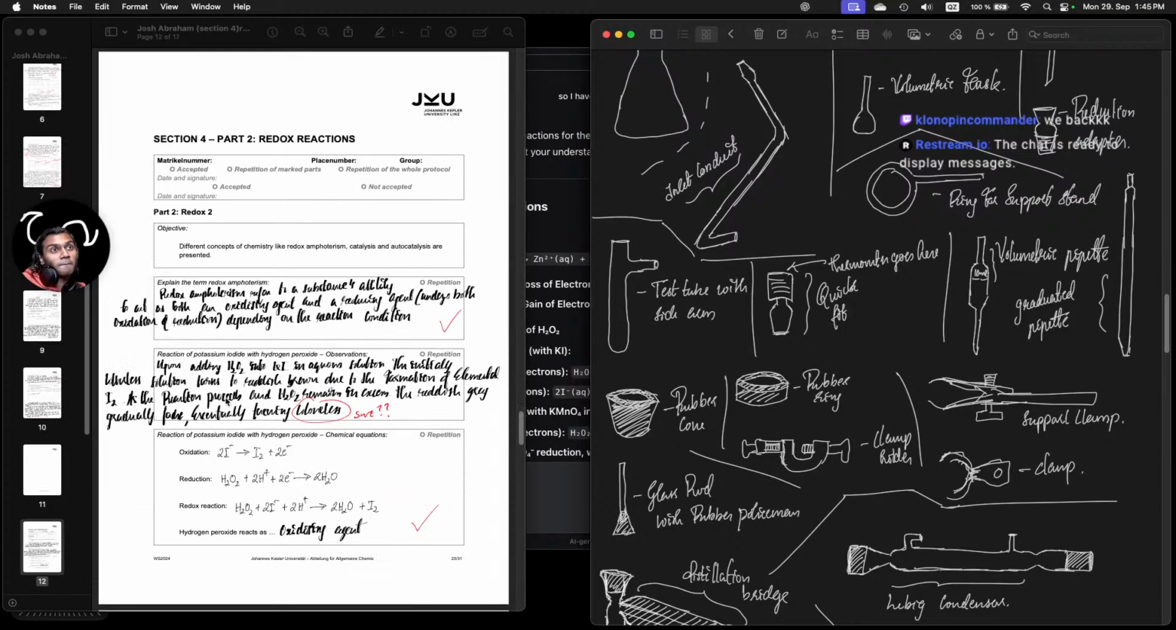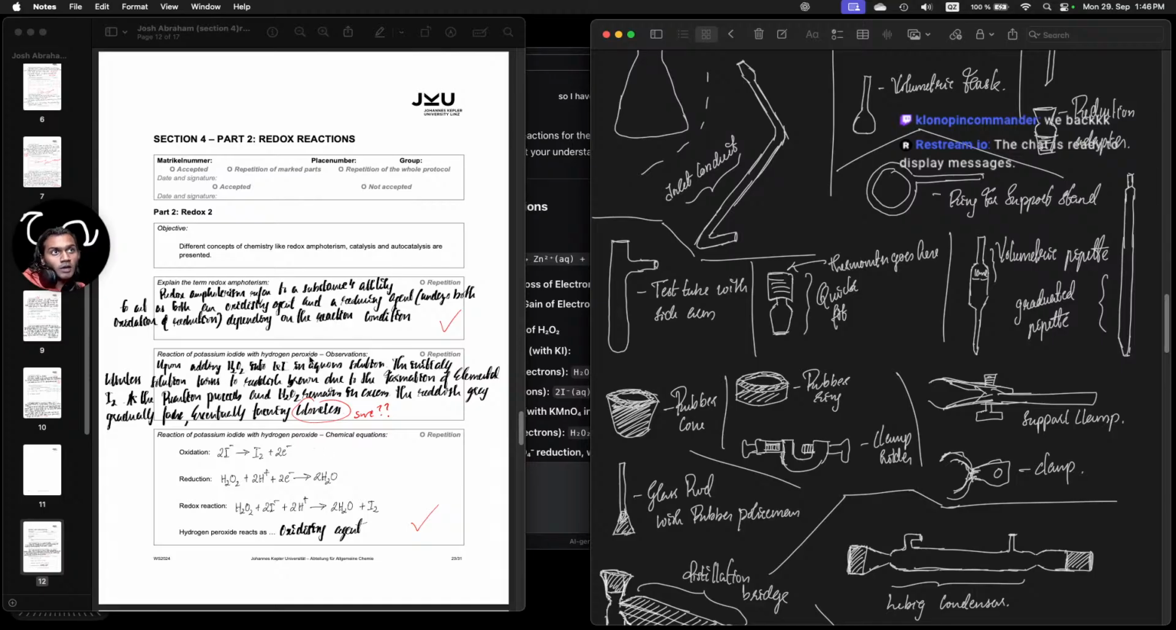Explain the term redox amphoterism. Redox amphoterism refers to a substance's ability to act as both an oxidizing agent and a reducing agent, undergoing both oxidation and reduction depending on the reaction conditions.